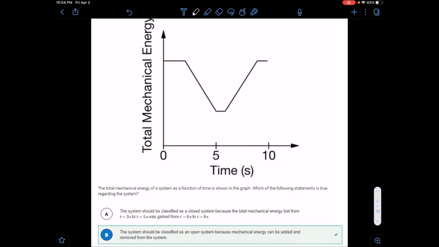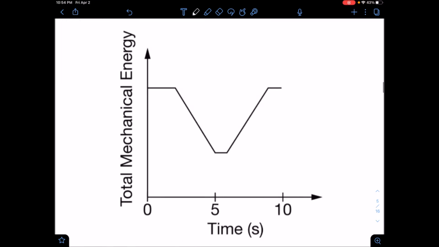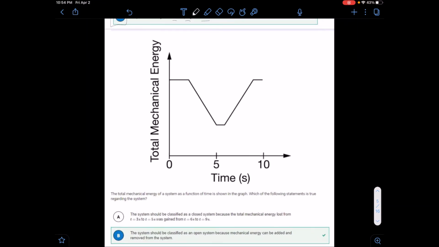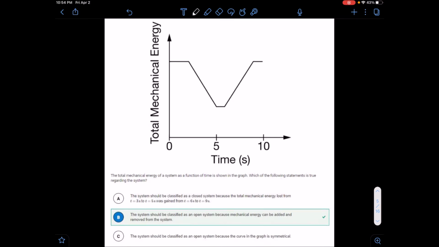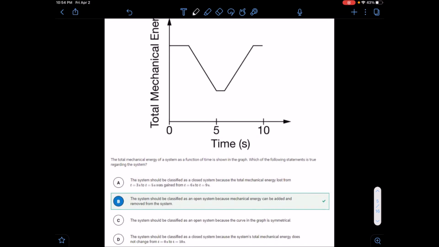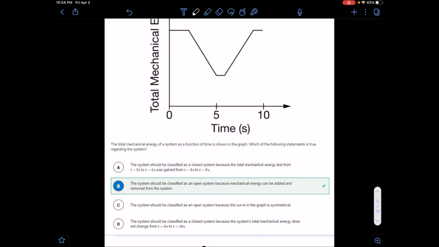Alright, the total mechanical energy of a system as a function of time is shown in the graph. Which of the following statements is true regarding this system? So the first thing is observe the graph. Notice that the total mechanical energy does change. So the first thing we can note is that the energy isn't conserved, and since it's not conserved, it's not a closed system. And so we can instantly rule out A and D.